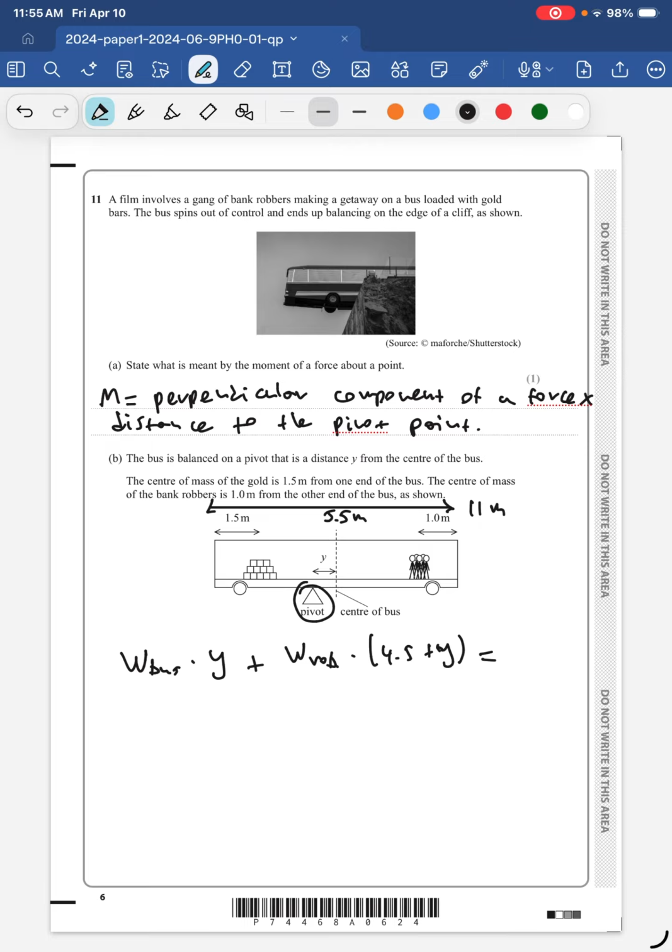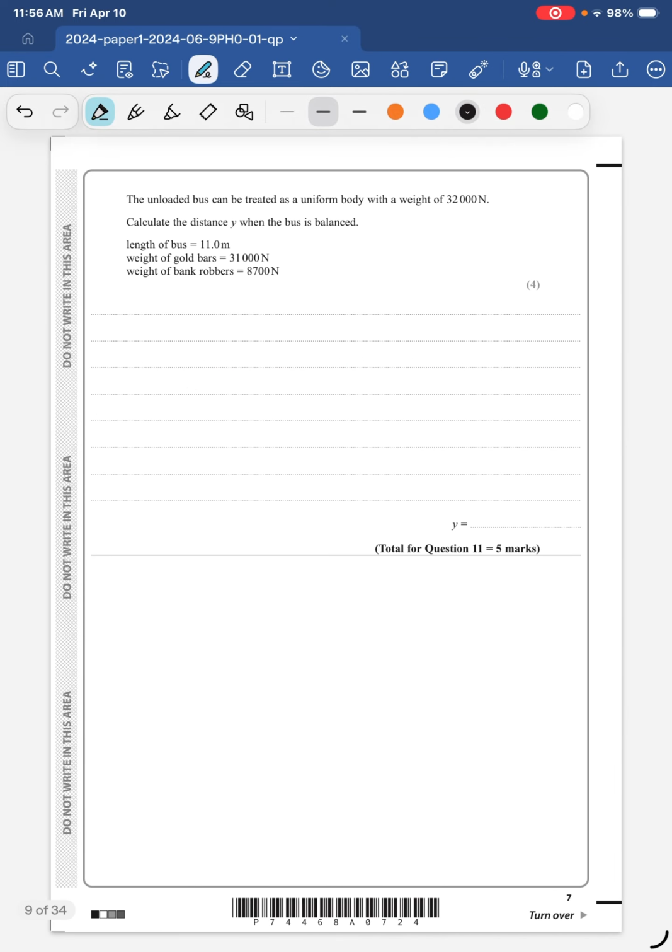Okay, and this should be balanced by the weight of the gold times 4 minus y, which is the distance of the center of mass of the gold from the pivot. And you can see this from the fact that the gold bars are 4 meters from the center of mass of the bus, from the center of the bus. And then we have to subtract y. So this distance is pretty much 4 meters, right? And we have to subtract y from 4 meters to find the distance from the pivot. Okay? So I hope this is not too confusing. Let's turn the page and write down the numbers.